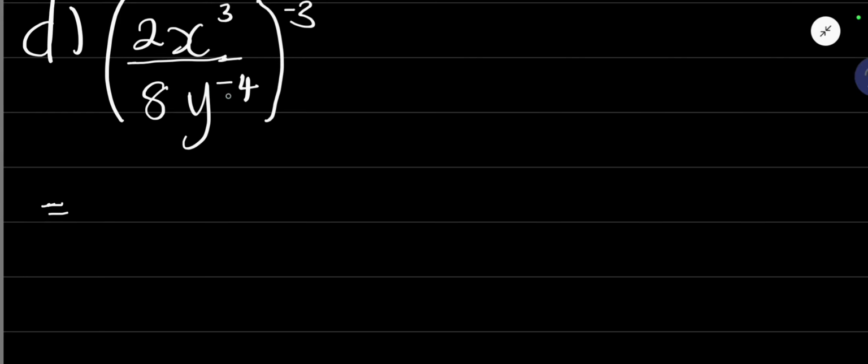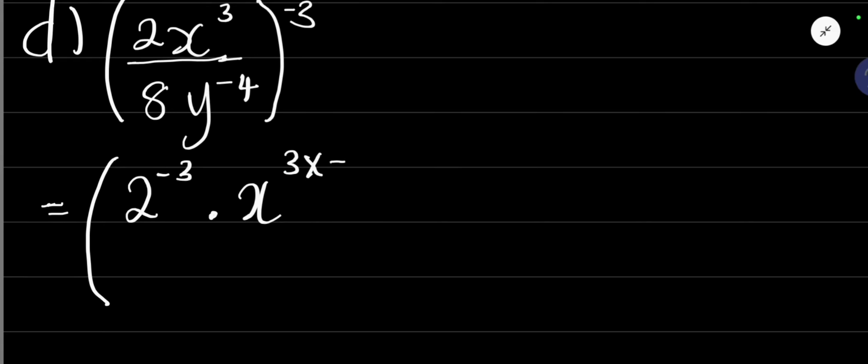So meaning that everything is going to be affected by minus 3. Okay, so let us distribute that minus 3 to everything. Then it's going to be 2 exponent minus 3, right? Times x exponent 3 times minus 3, all of them divided by.